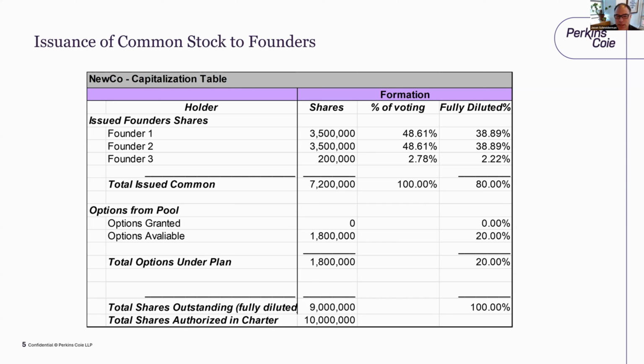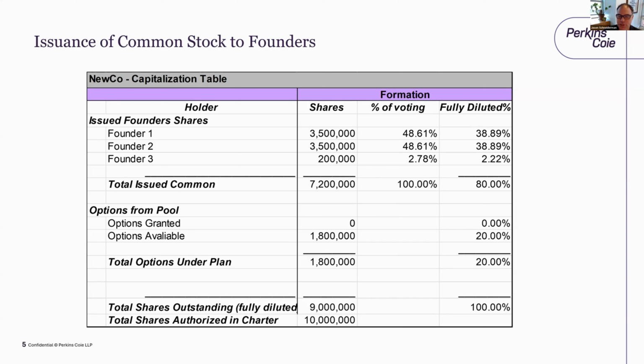Then the next thing is, and we'll talk more about options in detail in a sec, we will set aside an option pool. So in this scenario, we put 1.8 million shares set aside, or roughly 20% of the business, for future grants to employees, consultants, and advisors. Okay, we've just set it aside. The only shares that are issued at the moment are the 7.2 million shares in my example, okay? That actually makes up 100% of the voting shares, okay? But on a fully diluted basis it is 80% for the founders and 20% for the option pool, okay?